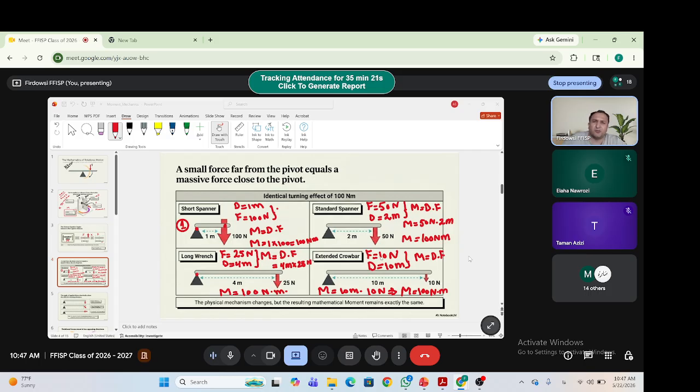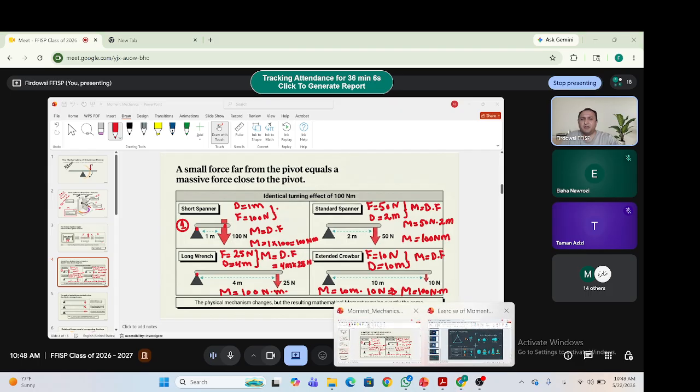And the same in question number 3. In question number 3, we have increased from 1 meter to 2 meters, then the force decreased from 100 to 50. And in question number 4, the same. In question number 1 we had 1 meter, now in question number 4 we have 10 meters. So when we increase the distance, the force decreases, and they have an opposite or indirect relationship, but both of them have a direct relationship with the moment. By increasing the force, the moment also will increase. By increasing the distance, the moment will also increase.